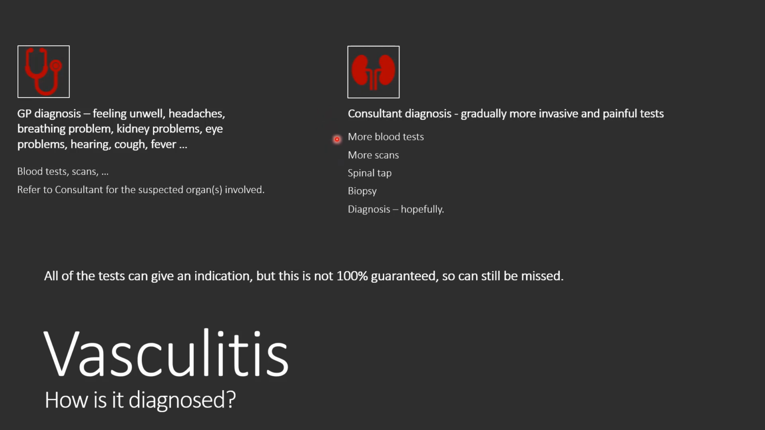Signs can show up early on. They can show up in the blood tests. You might see something in a scan. Biopsy, hopefully if they get the right chunk of material from the organ, they'll be able to see something. But although all of these tests can give some kind of indication, none of it's 100% guaranteed, so it can still be missed. Hopefully that's not the case. Hopefully you've been diagnosed without too much distress and they've come up with a name. You've got vasculitis. Congratulations.